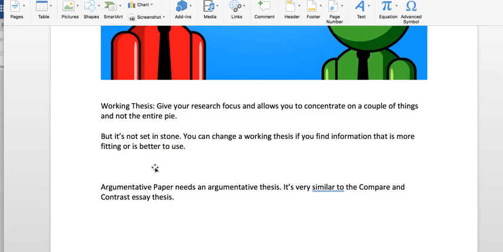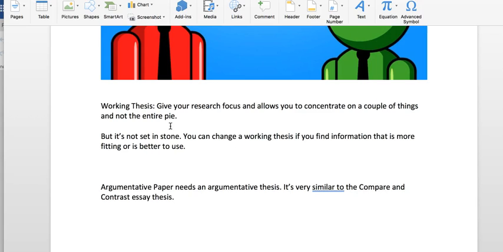And so you have all this information, and now you kind of have to synthesize what you believe and then focus your research. So it gives you a direction where to go. And also allows you to concentrate on a couple of things, not the entire pie. There's a lot of moving pieces in this case.